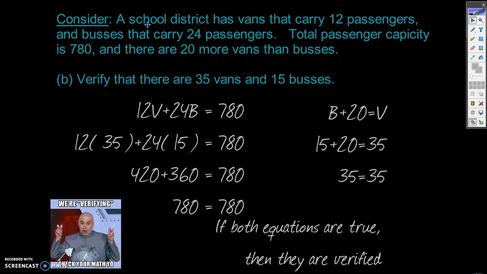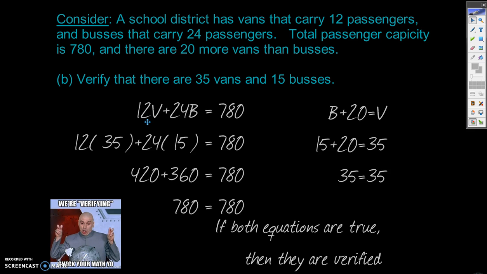Consider the following, same question here. Part B says verify that there are 35 vans and 15 buses. Similar to our past unit, when we talked about verifying, that means that we're checking our answers. I'm not going to show you how to get to the answers here right now. We're going to have to discover that on our own later. But we just want to check and make sure that our equations are right.